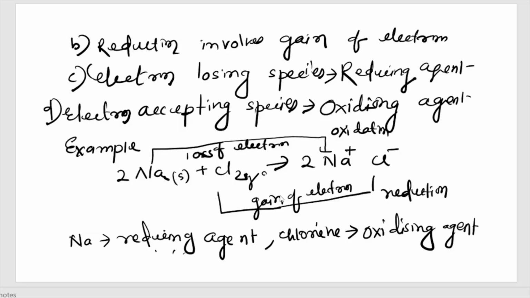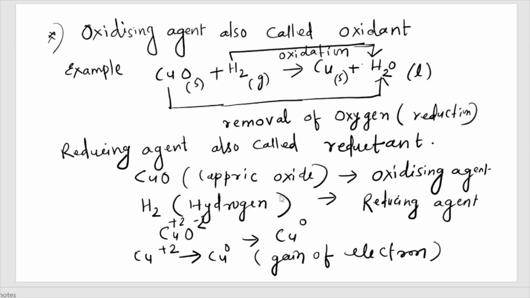Sodium is the reducing agent because it helps reduce other and itself is oxidized to Na plus. Chlorine is oxidizing agent. Why? Because chlorine oxidizes other, meaning sodium to Na plus, but itself is reduced. So here reduction takes place. Now you can observe oxidation and reduction both are taking place at the same time. Oxidizing agent is also called oxidant. Similarly, reducing agent is called reductant.